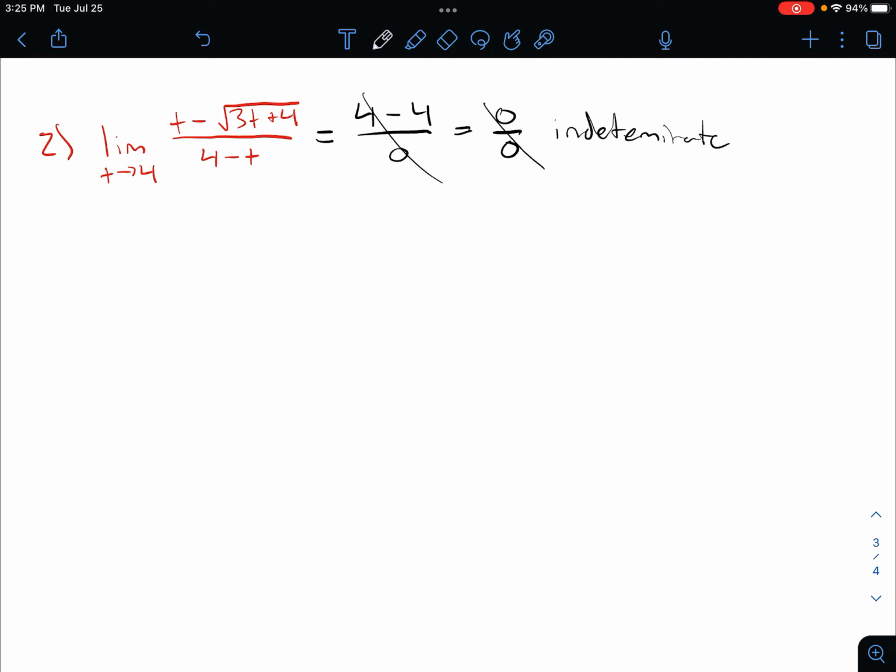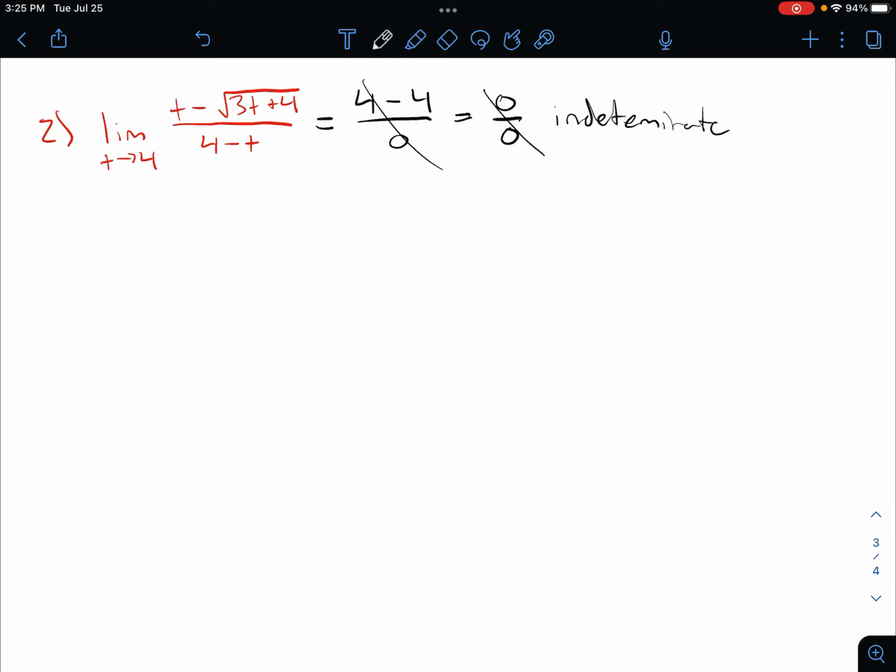So we can't directly factor, but what we can do is work with a principle of algebra. I'm just going to remind you off to the side here that a plus b times a minus b equals a squared minus b squared, right? So now we're going to use that to simplify this equation by multiplying by the conjugate of that numerator. So limit as t approaches 4 of t minus square root 3t plus 4.